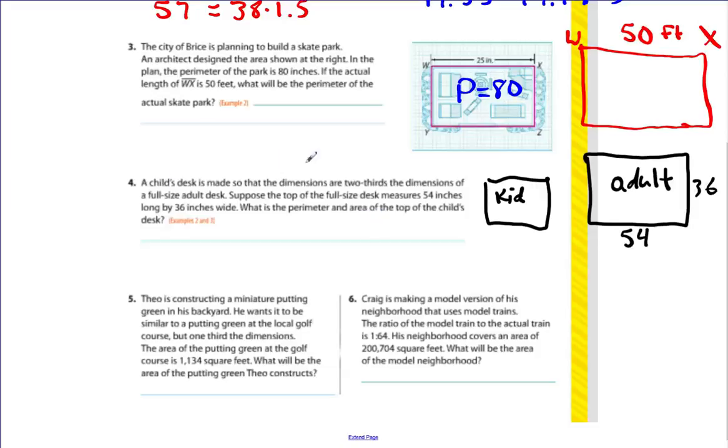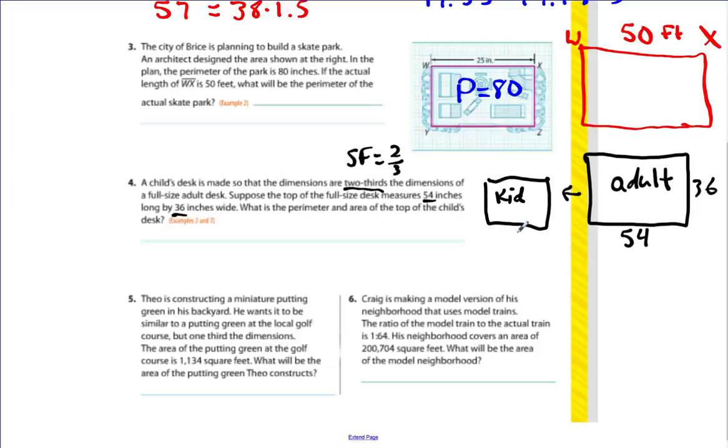And then it's 2/3. So our scale factor is 2/3, right? Where did I read that? 2/3. We wrote this down. What is the perimeter and area of the top of the child's desk? Okay, so I did my picture kind of backwards here, because now we're going from the adult back down to the kid size, right?